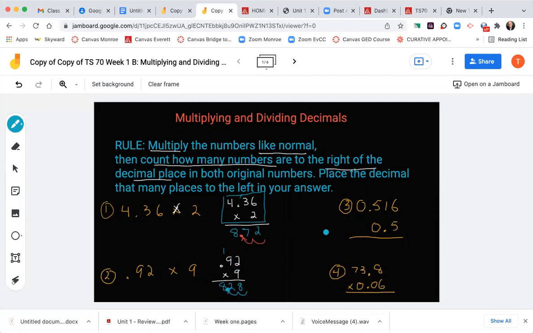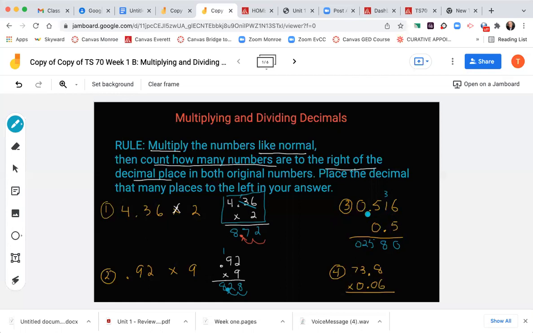I'm going to do number 3 over here kind of fast. Okay. So 5 times 6 is 30. And then notice that these decimals are not lined up yet, or they're not going to be lined up. 5 times 1 is 5, 6, 7, 8. 5 times 5 is 25. And if I wanted to, I could say 5 times 0 is 0.